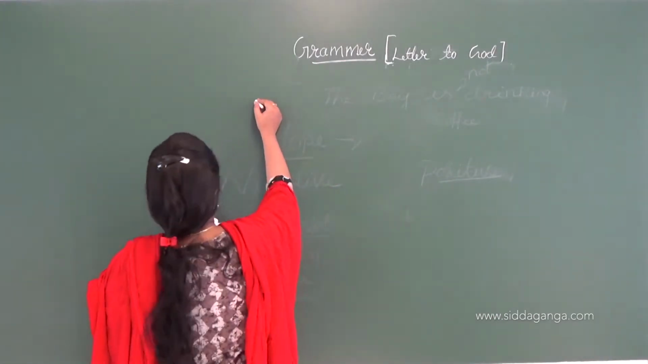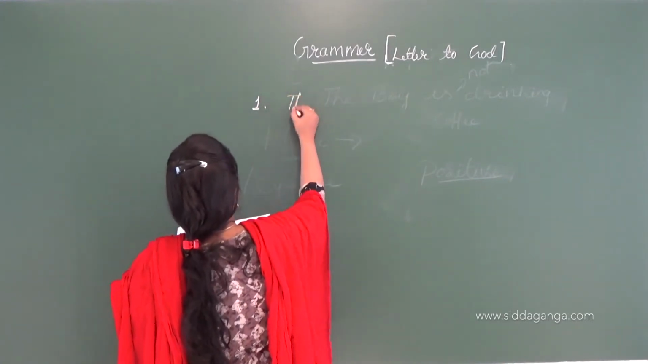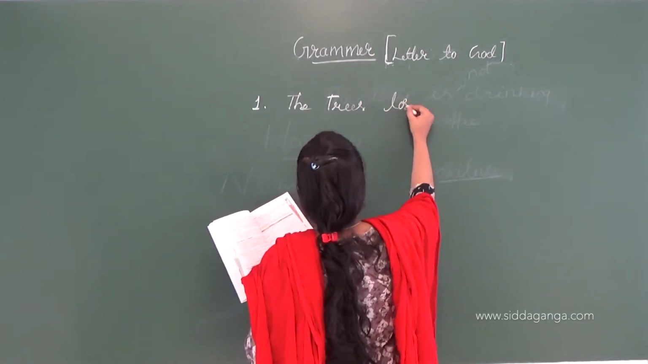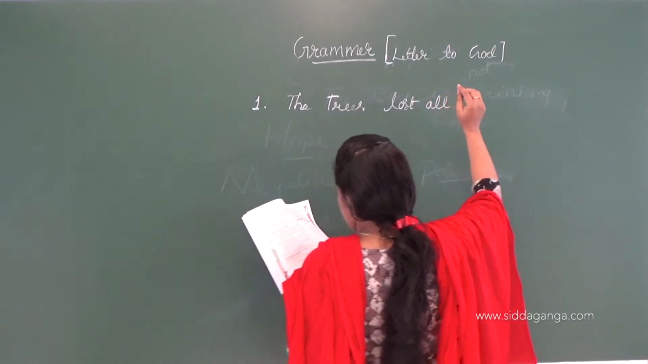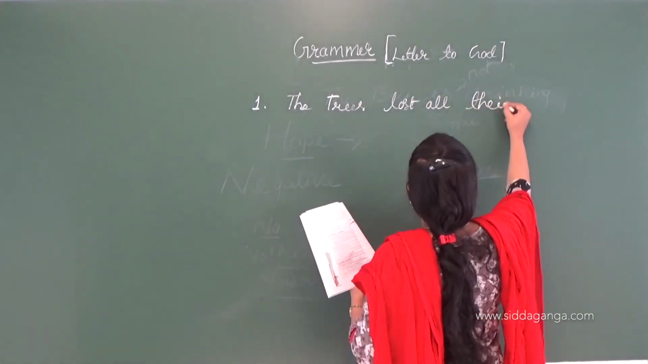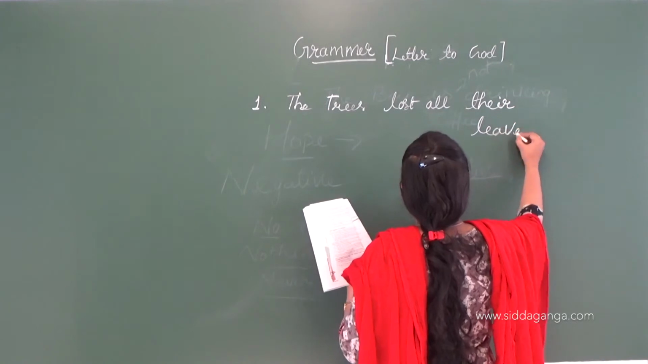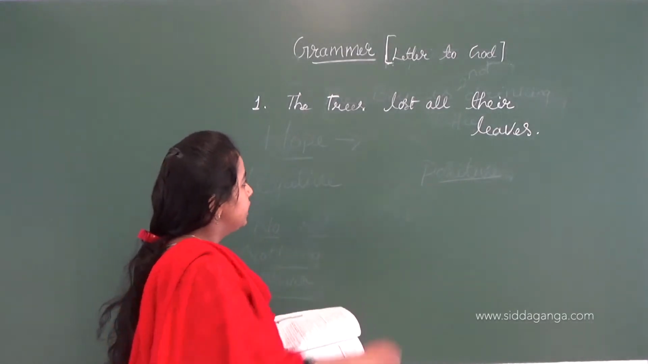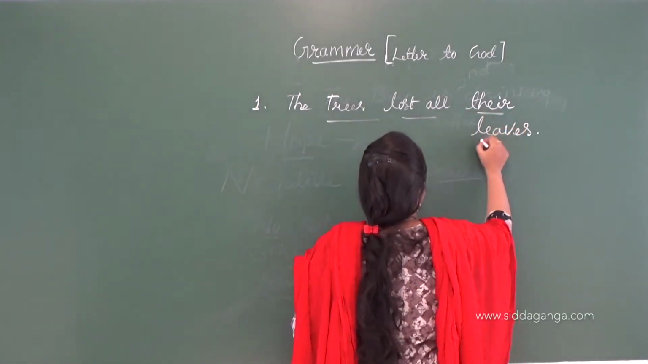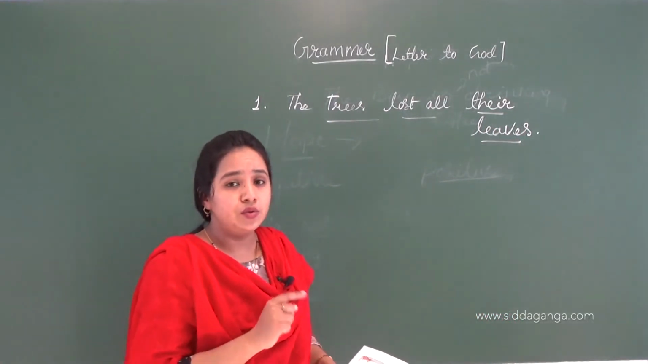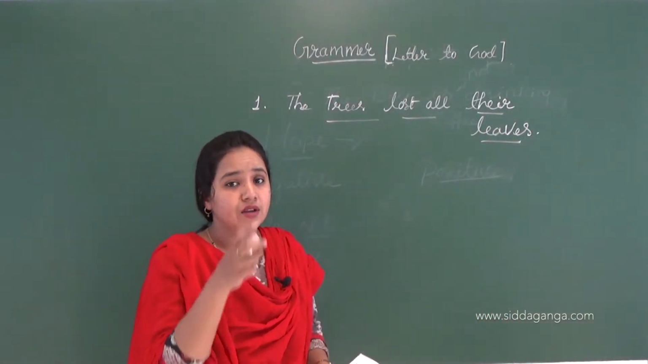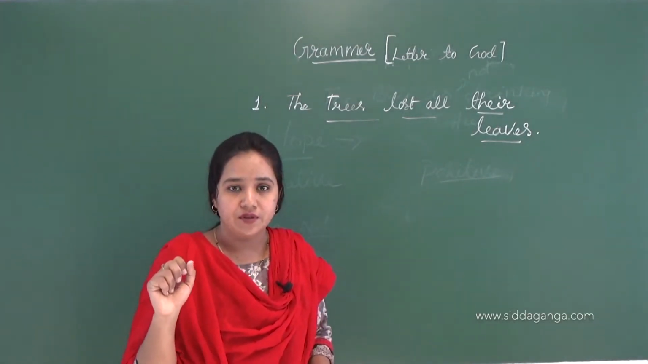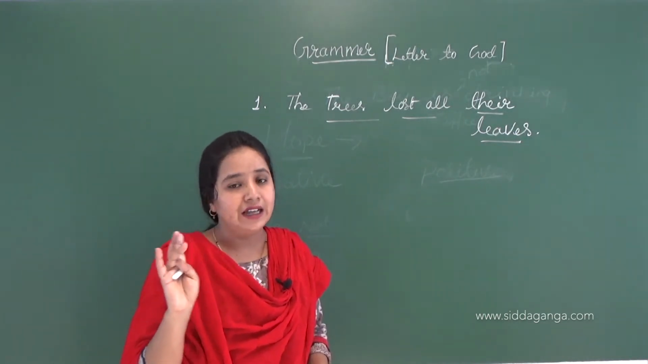So in this sentence, the trees lost all their leaves. This sentence gives a positive form. Here there is no, not, nothing. These words are not present. But you have to find those sentences which have negative forms like no, not, nothing and never.